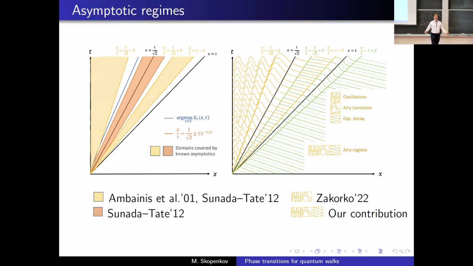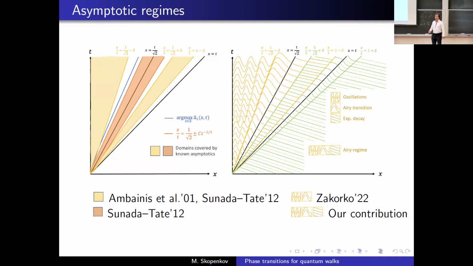Now, our main contribution is filling those gaps and providing a uniform asymptotic formula for the wave function in the whole domain where x over t is bounded away from 1. This is the yellow region in the right figure. One should remark that x over t has the meaning of average velocity, and in our units, 1 corresponds to the speed of light. So we are bounded away from the speed of light.